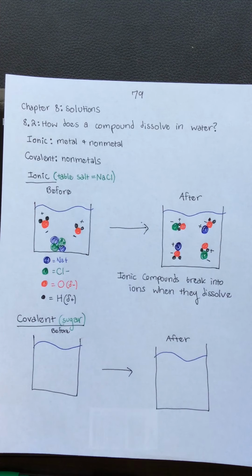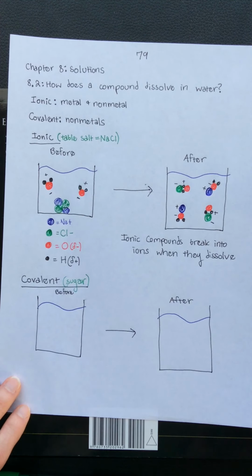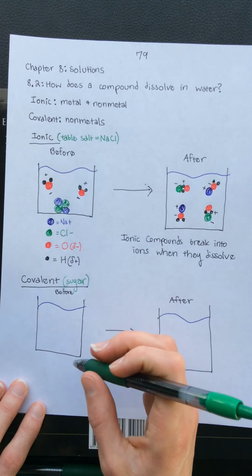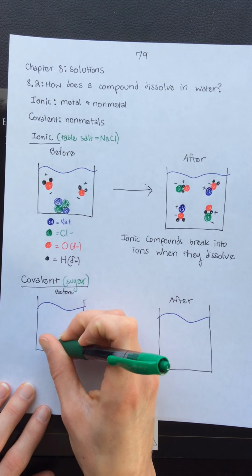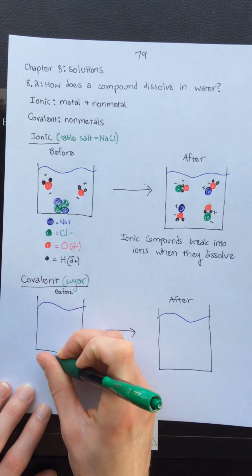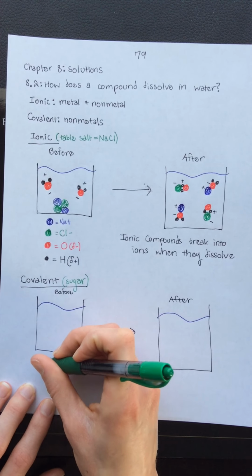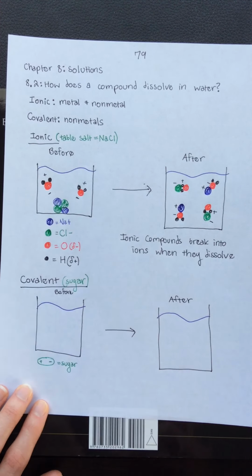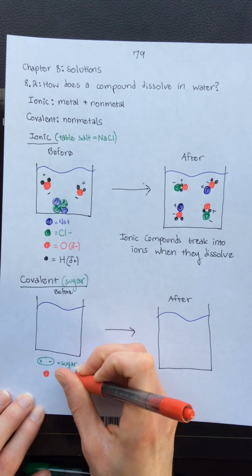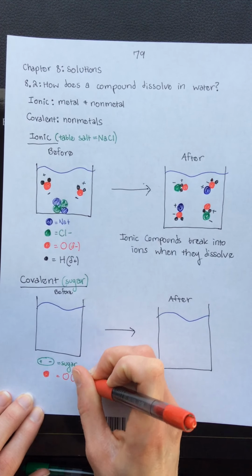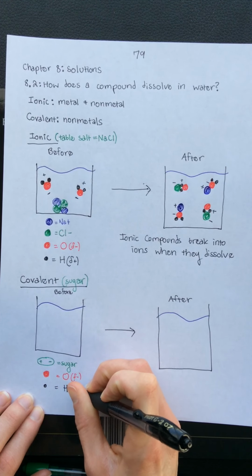Okay, so sugar molecules are covalent, which means they're not made of ions. So we're going to draw our sugar molecules, instead of being a crystal structure, we're just going to draw them as kind of long ovals. So we're going to make our long oval the sugar. And even though it's not ionic, it does have a positive side and a negative side because it's a polar compound. And then again, we're going to have the red be our oxygen and the black be our hydrogen.